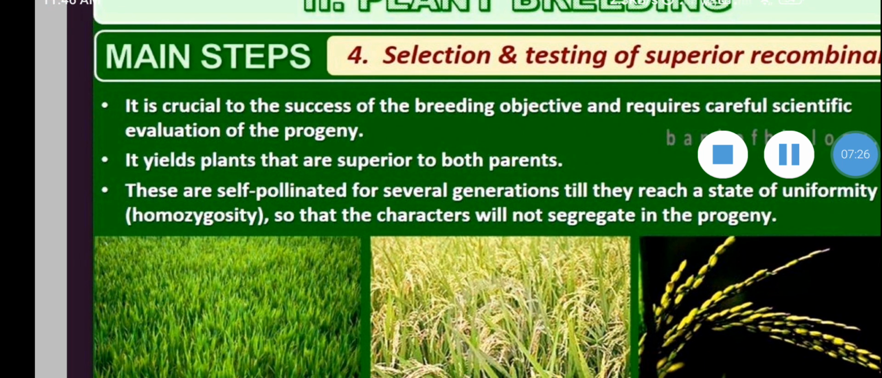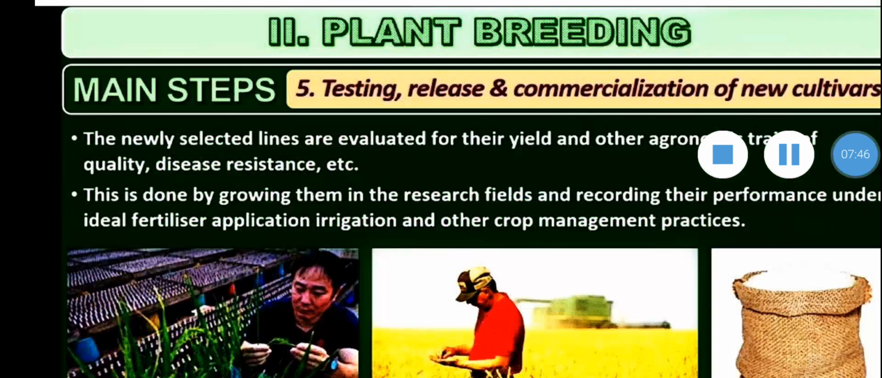It yields plants that are superior to both parents. That means both the parents are having good quality. These are self-pollinated for several generations till they reach a state of uniformity, so that the characters will not segregate in the progeny. The next step is testing, release and commercialization of new cultivars.